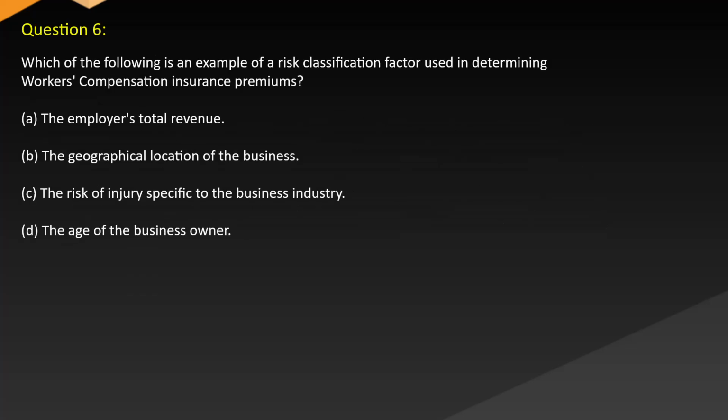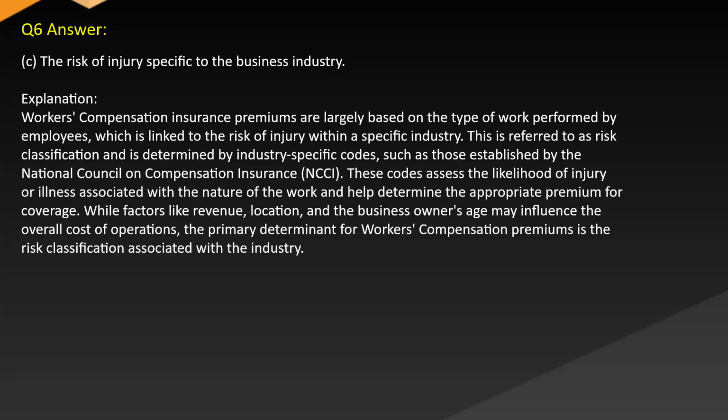Question 6. Which of the following is an example of a risk classification factor used in determining workers' compensation insurance premiums? A. The employer's total revenue. B. The geographical location of the business. C. The risk of injury specific to the business industry. D. The age of the business owner. Answer C. The risk of injury specific to the business industry.